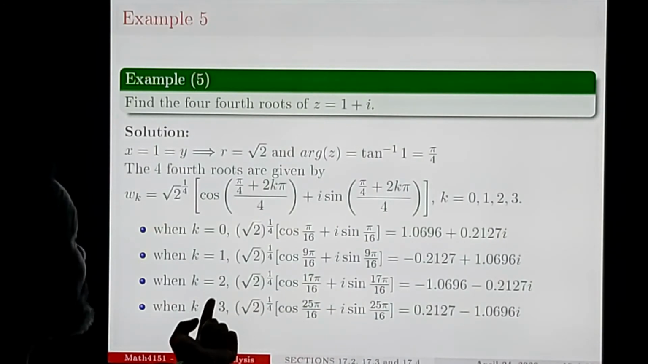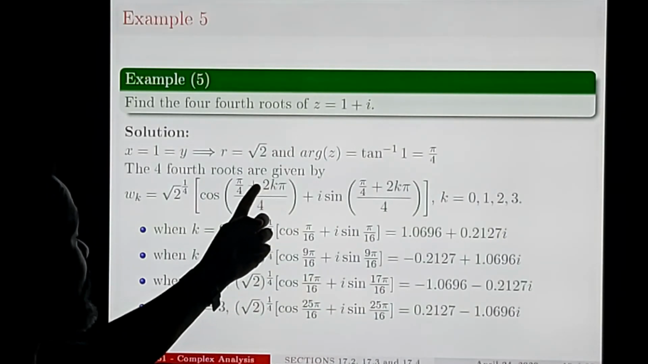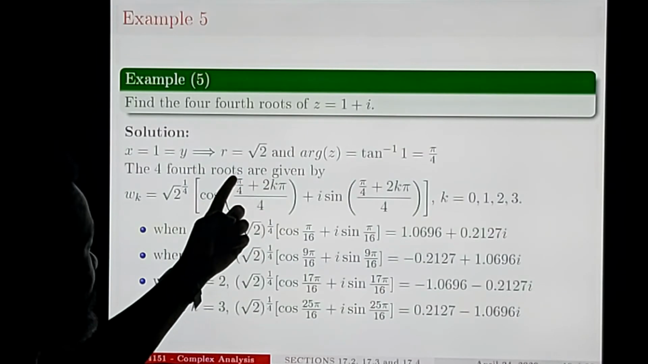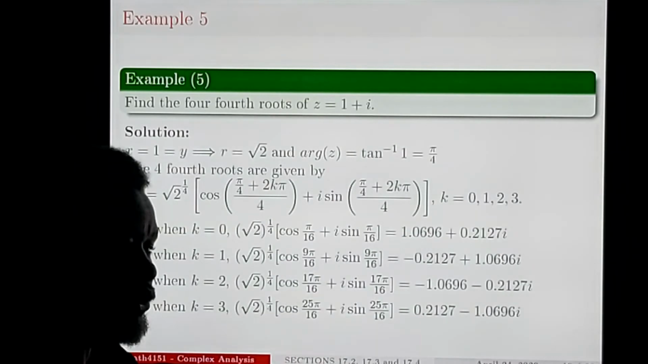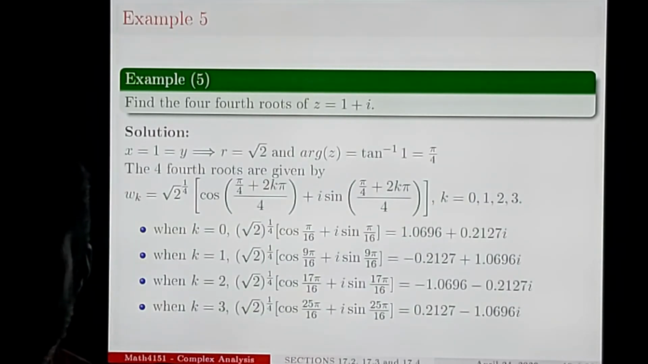And finally, when k is 3, you put 3 here, you get 6 pi plus pi over 4. It turns out to be 25 pi over 16, which again, you can compute on your calculator. And that's that, ladies and gentlemen. That's the end of roots.